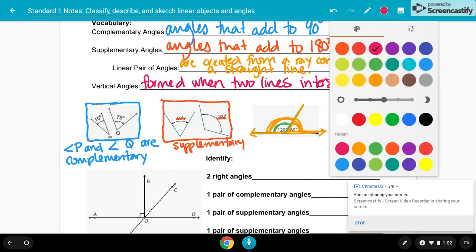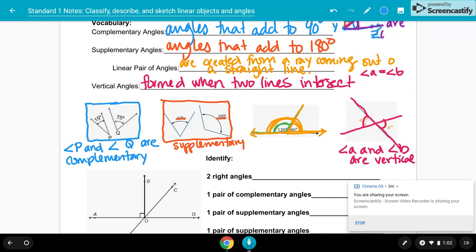Now, also here, if we said that this was angle C and this is angle D, they are also vertical angles because they are across from each other and they would also be equal to each other. So C and D are equal and A and B are equal.